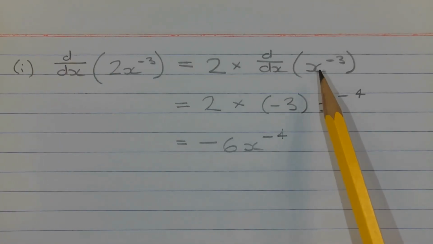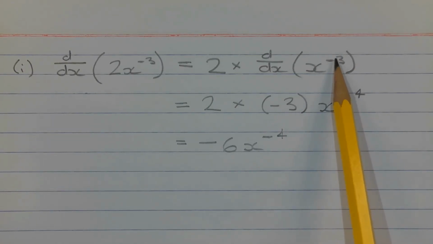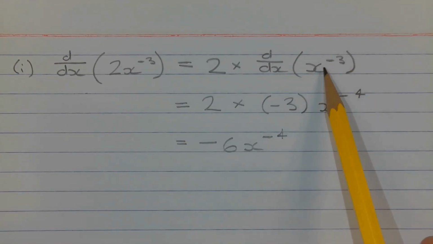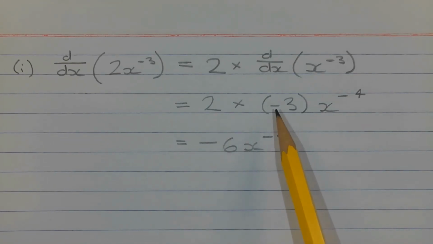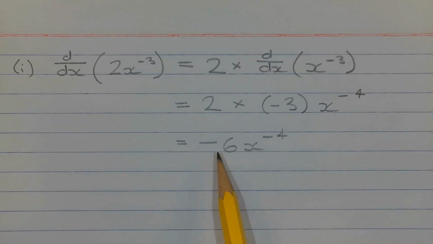So differentiating x to the power of -3, we take the old index, or the current index, and place it at the front of the x, and then we reduce the power by 1. So reducing the -3 by 1, the new index becomes -4. So the derivative is 2 times -3 times x to the power of -4, which simplifies to -6 times x to the power of -4.